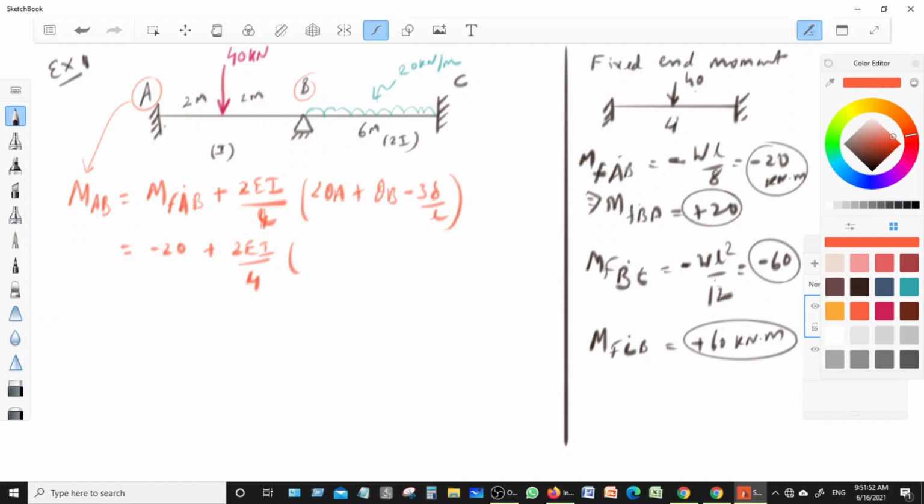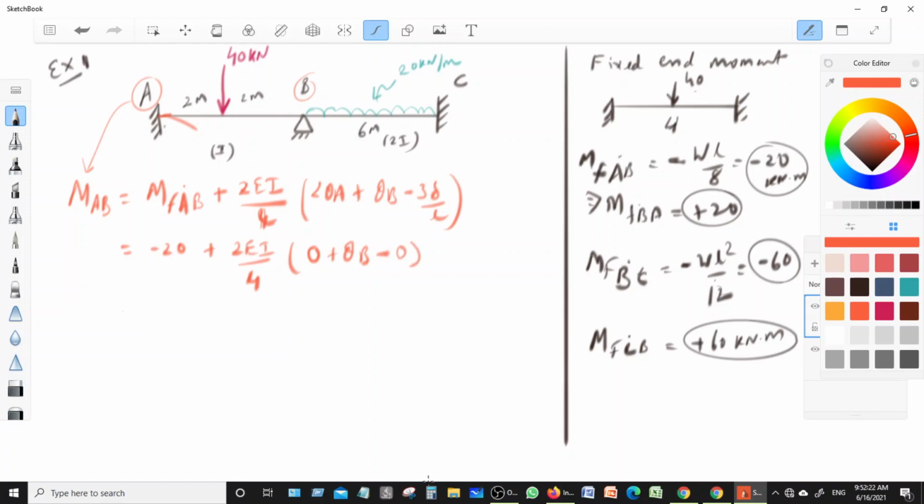Now look here, your A support is a fixed support. So what will be the value of theta? It will be 0, because there is no rotation at the fixed support. So theta A will be 0 plus theta B. Now see, no deflection is given. There is no sinking of the support, no extra suspension has been given to the support. So delta is 0 because it is not given.